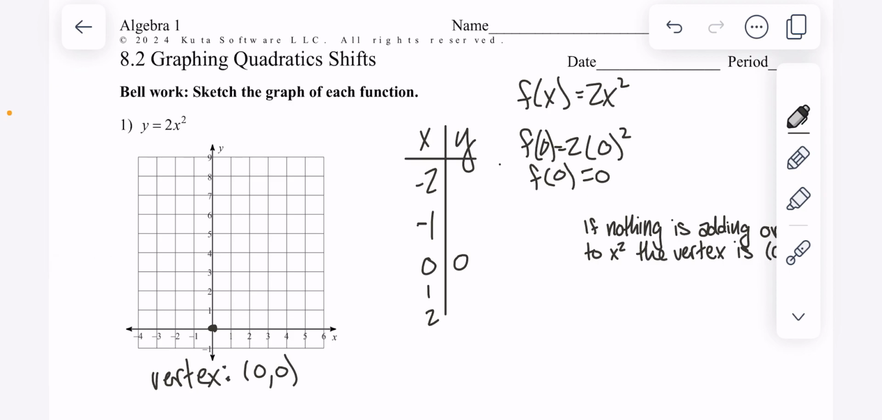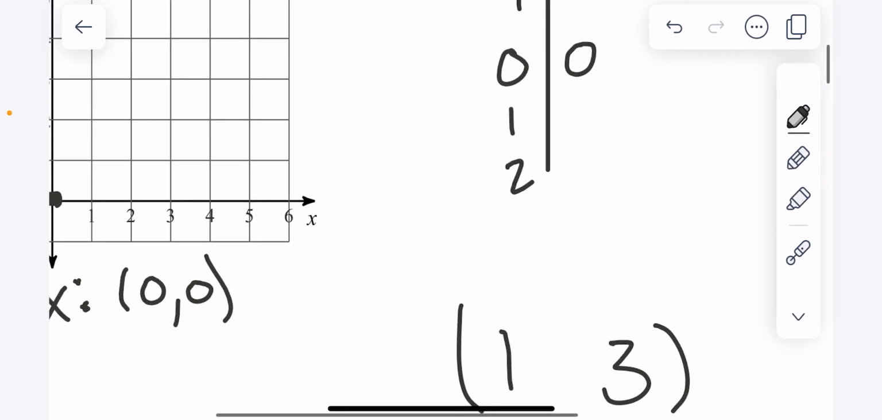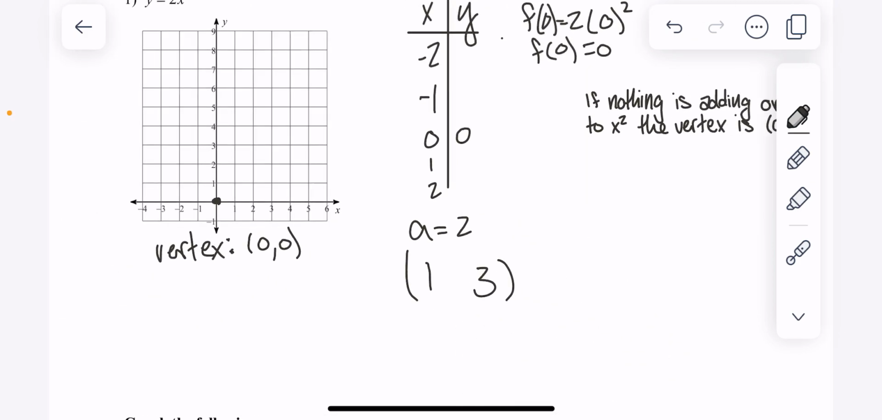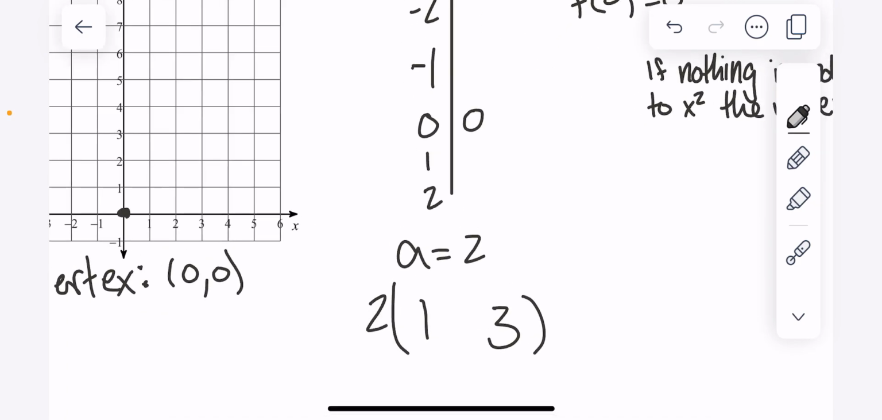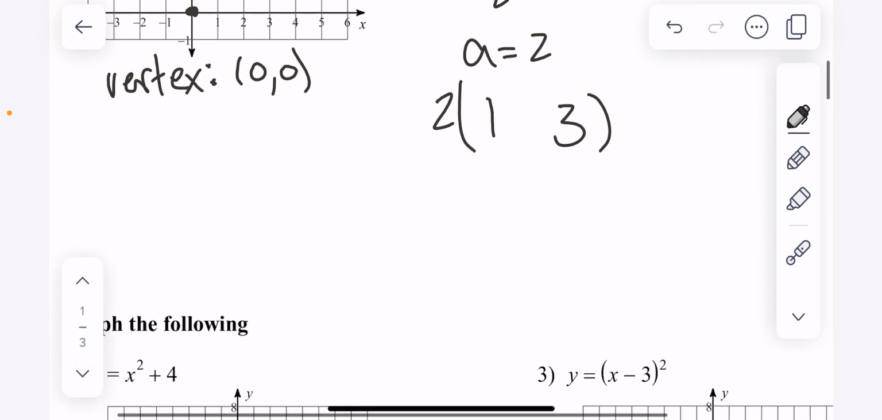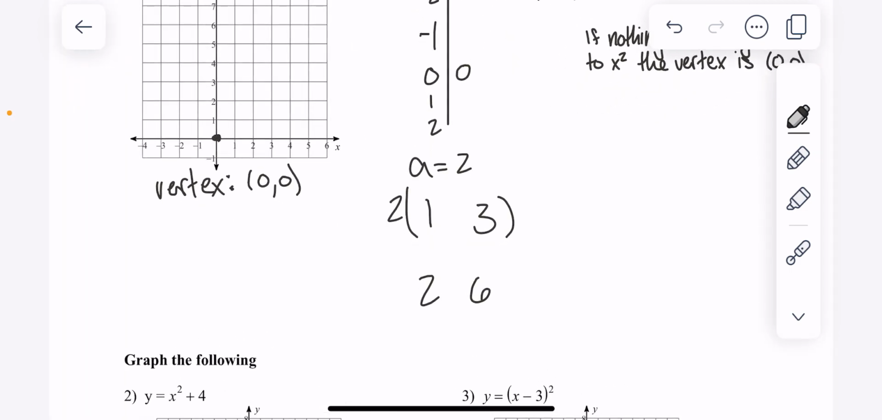Now let's talk about the step method, and then we'll do this two ways. The step method says I should take the points 1, 3, 5, and in this class we're mostly just going to focus on 1, 3. So I should take the points 1, 3 and multiply them by a. And a is our value in front of x squared. In this case, a is 2. So we take 1, 3, we multiply them by 2. That 2 distributes through, and we get 2, 6. So I had the 1, 3 method, and now I have the 2, 6 method.